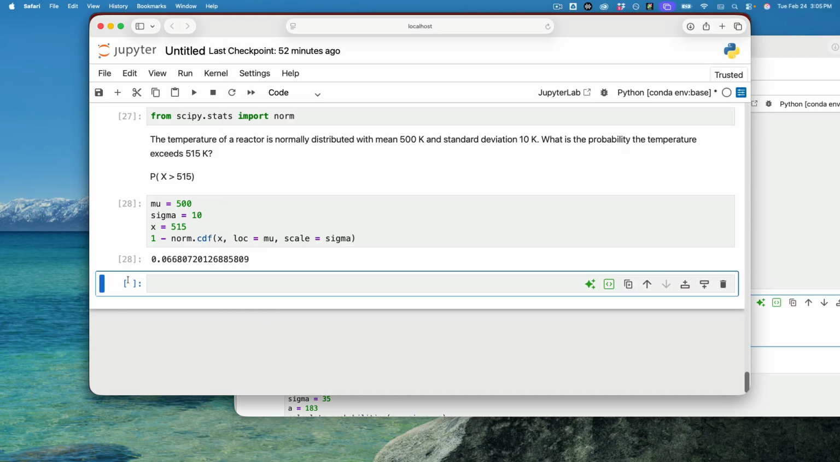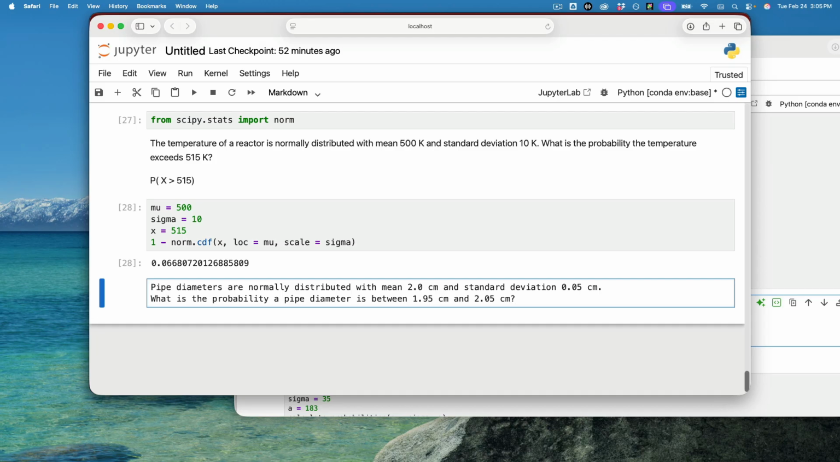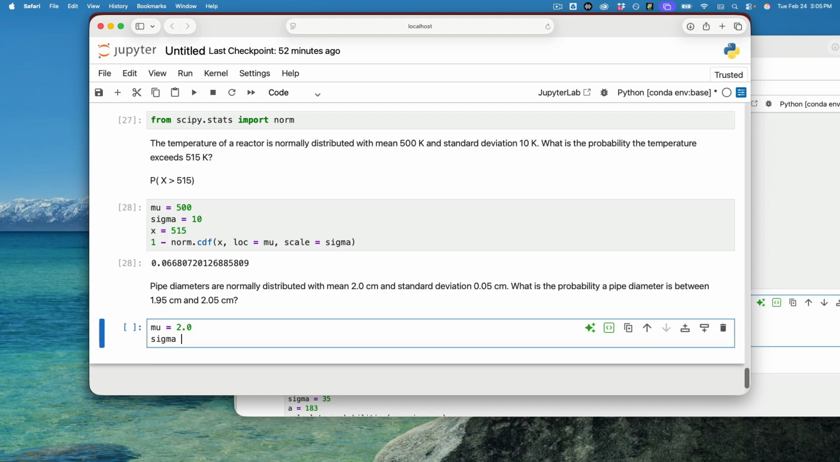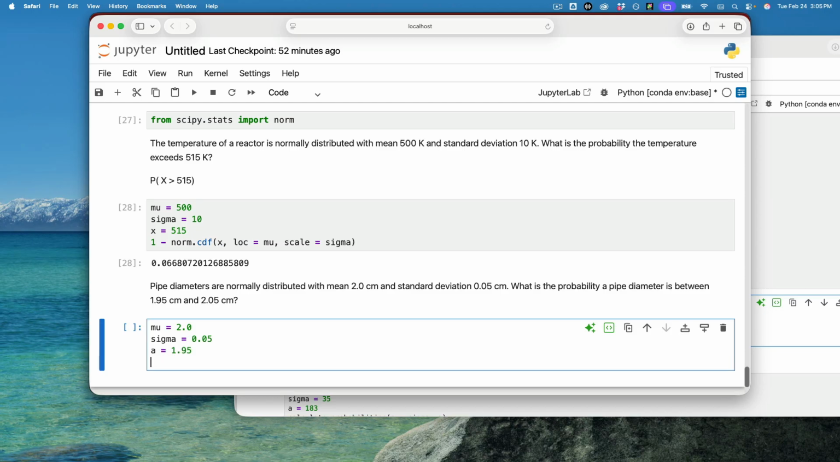Okay, so let's do another problem here. Pipe diameters are normally distributed with a mean value of 2 centimeters and a standard deviation 0.05 centimeter. What is the probability a pipe diameter is between 1.95 and 2.05? So again, we can put mu is equal to 2, and then sigma is 0.05. And then my A is 1.95, and then B is 2.05.